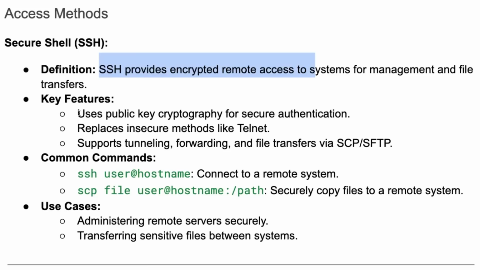So the key feature is that it uses public key cryptography for secure authentication, which means that it's asymmetric, meaning that there's a public key and a private key, and usually the way that you can make that connection to the SSH is through providing your username and password. And then it replaces insecure methods like Telnet, right? So Telnet can also give you remote access.